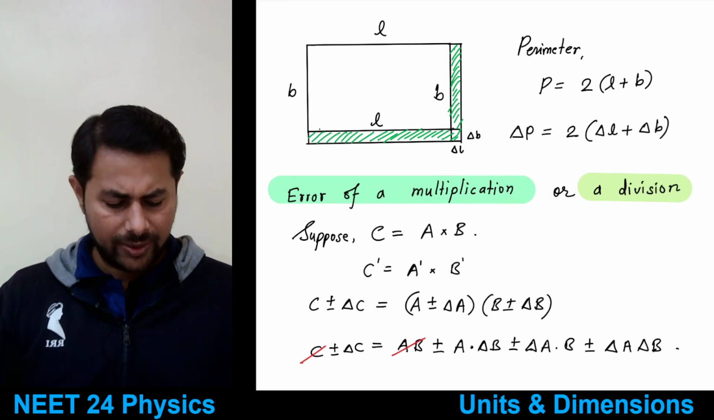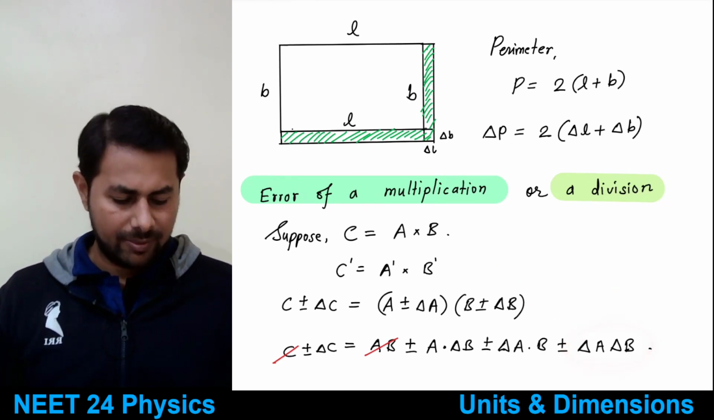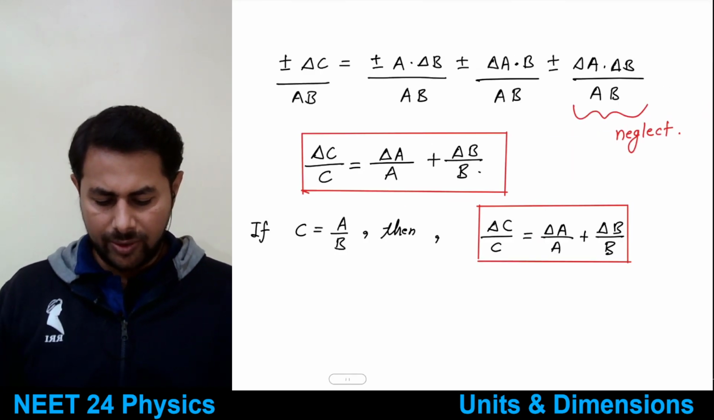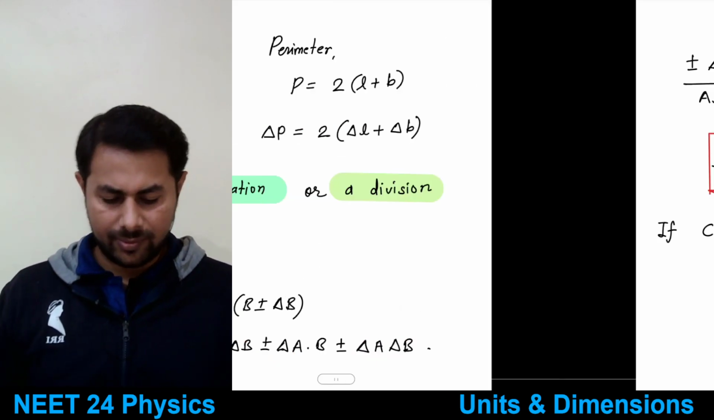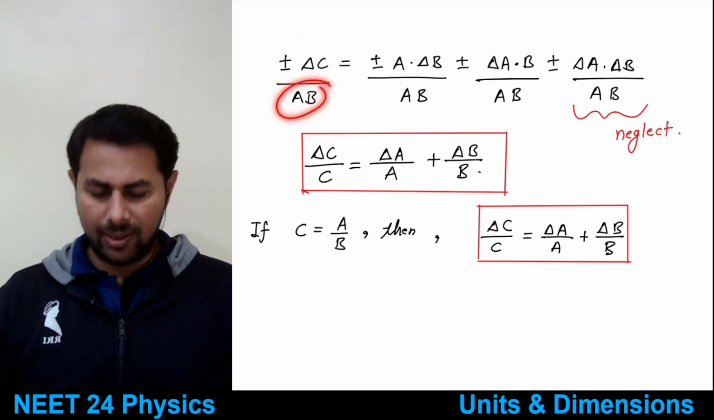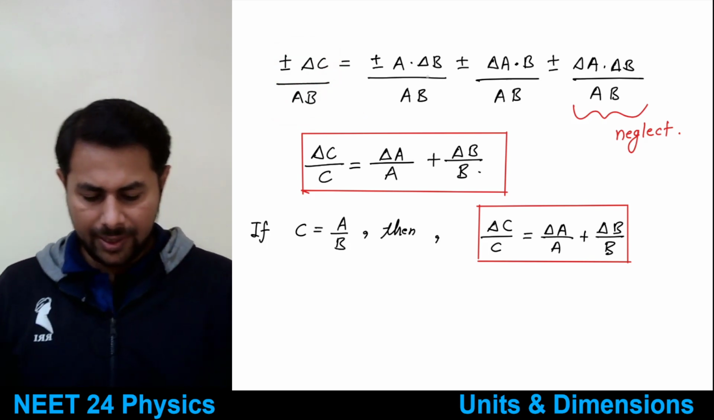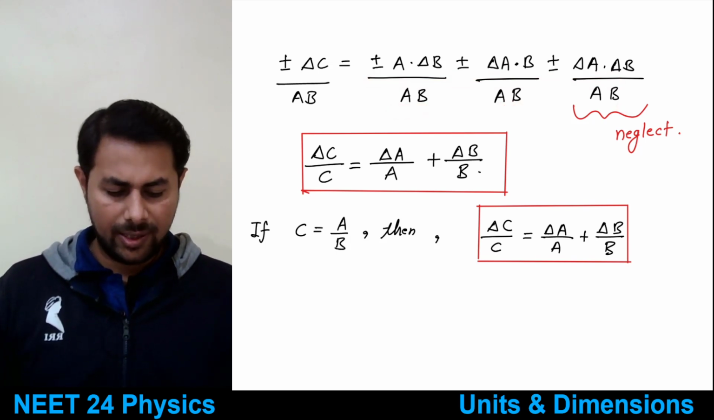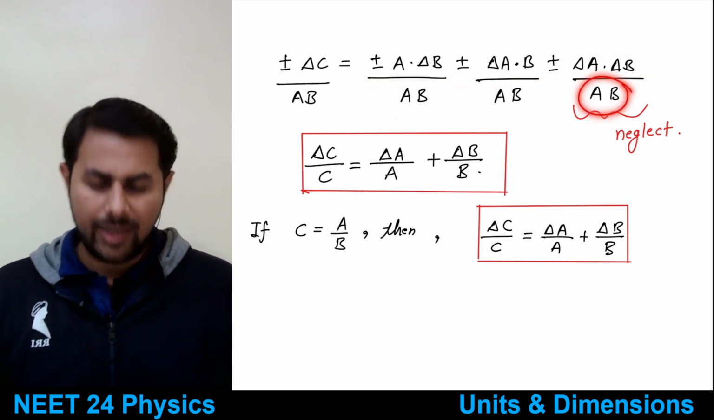Okay, so that's why I'm saying that this delta A times delta B would be very small. Then what we do is we divide this whole thing by A times B. So we get this plus minus delta C divided by AB, or you have C, AB is equal to C, right? And here on the right-hand side you divide it by AB everywhere, and this quantity which was already very small, now you are dividing by AB.